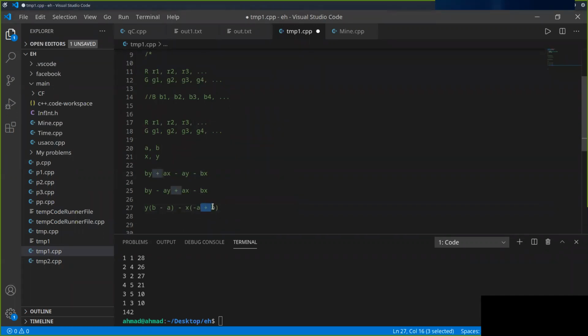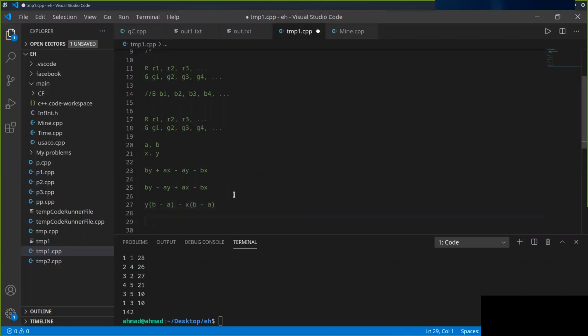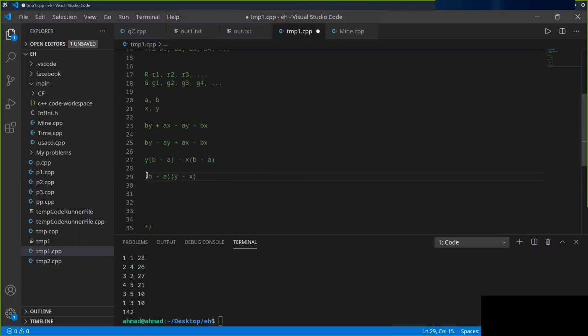So this is B minus A, right? Let's make it again: B minus A. So now we have y times (B minus A) minus x times (B minus A), and we have the same bracket here. So let's take a common factor of it: B minus A, multiplied by y minus x. So that's it. We know that B is greater than or equal to A, right? And y is greater than or equal to x. So now it's clear that this value is greater than or equal to 0.